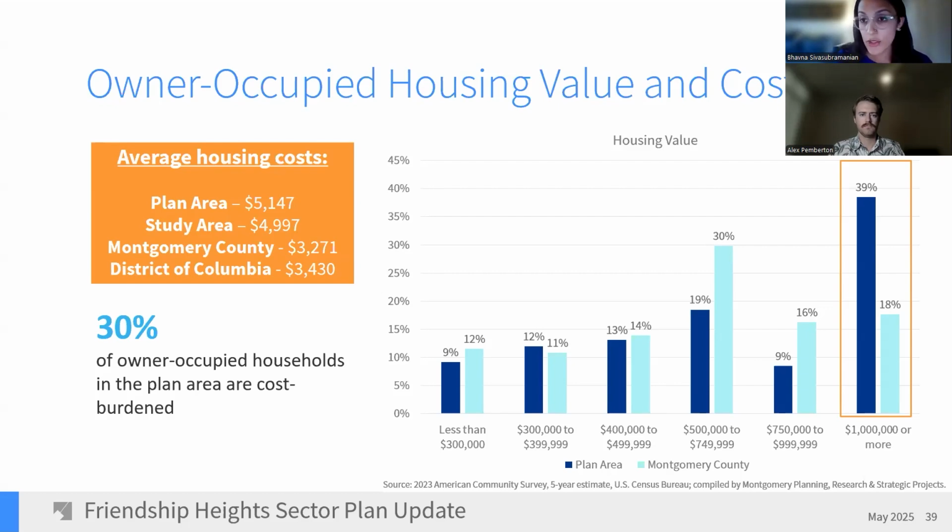Cost burden is another measure of housing affordability. In the plan area, 30% of owner-occupied households spend more than 30% of their income on mortgage costs, and this is in line with 26% of countywide owner-occupied households that are cost burdened. Next.